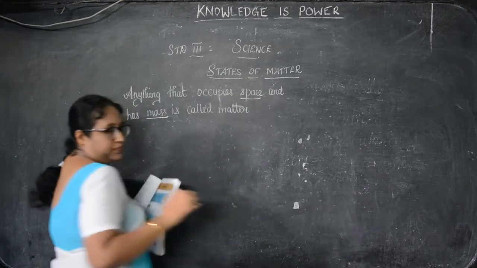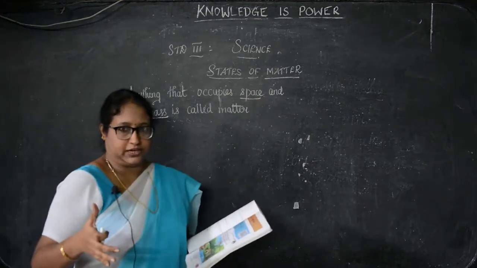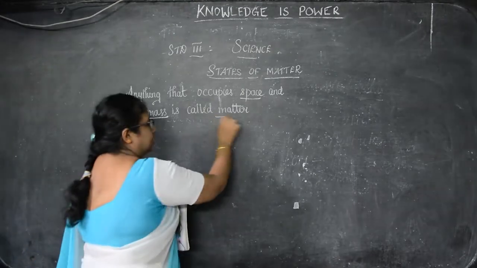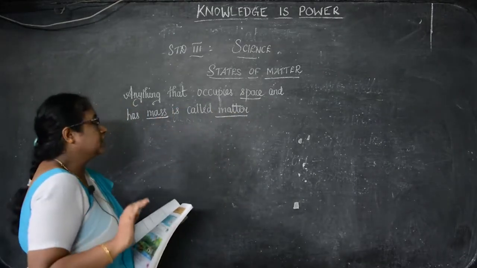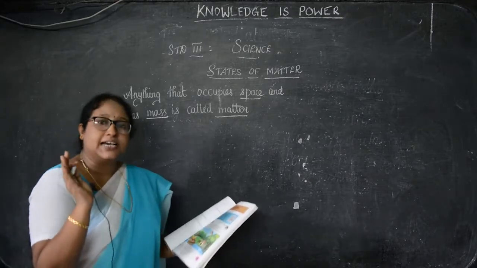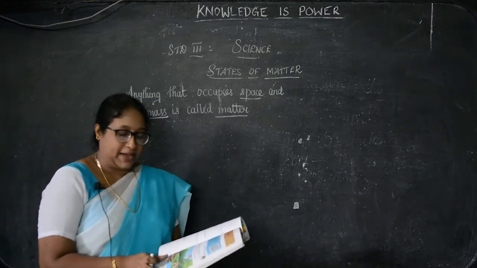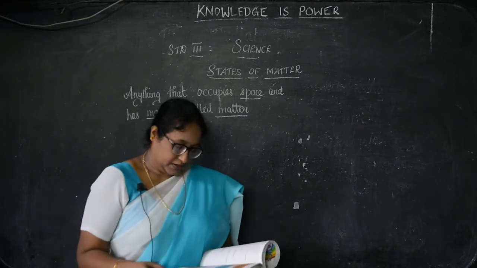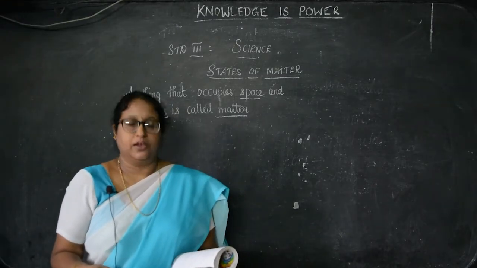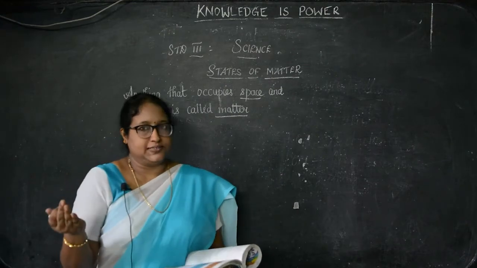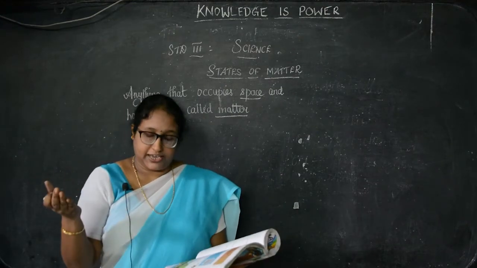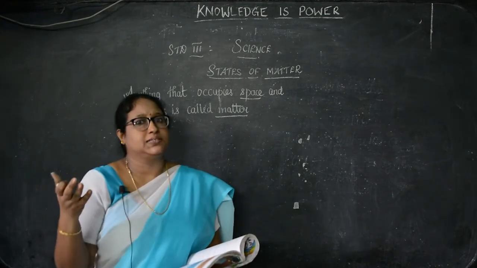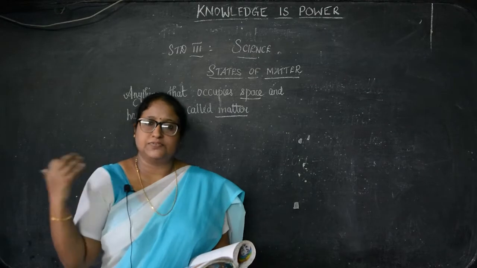Space na idom. Occupies na adithu kolvadu. Space is a place and the mass is the weight. So that is called matter. Anything that occupies space and which has weight is called matter. Now they have given, list out some of the matter around you. For example, in your school itself you have table, chair, pencil, pen, all these are matter. Even bus and car are matter around you.